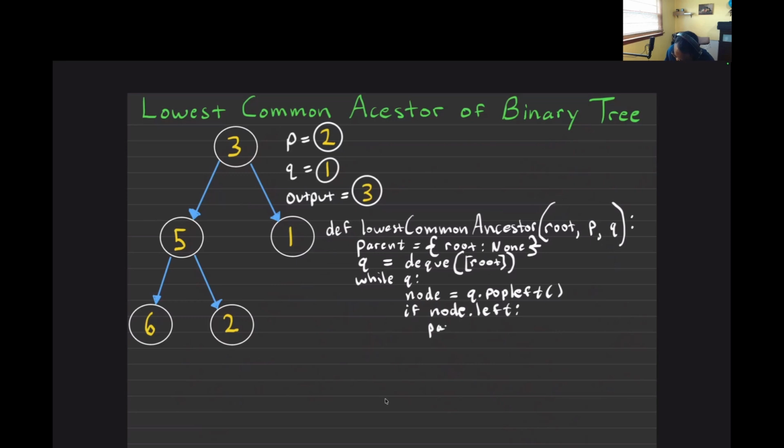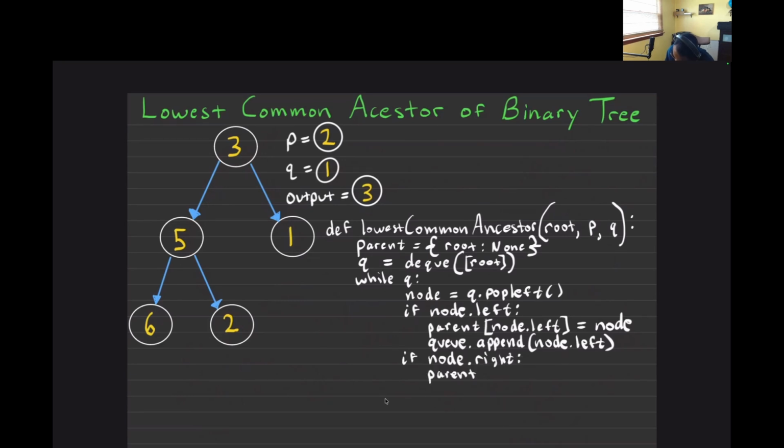Our hash map we call parent. So parent of node.left is now equal to the node. And then we need to add to our queue, so queue.append(node.left). Then same logic for the right child: if node.right, we say parent hash map of node.right, we set it equal to the node as well.